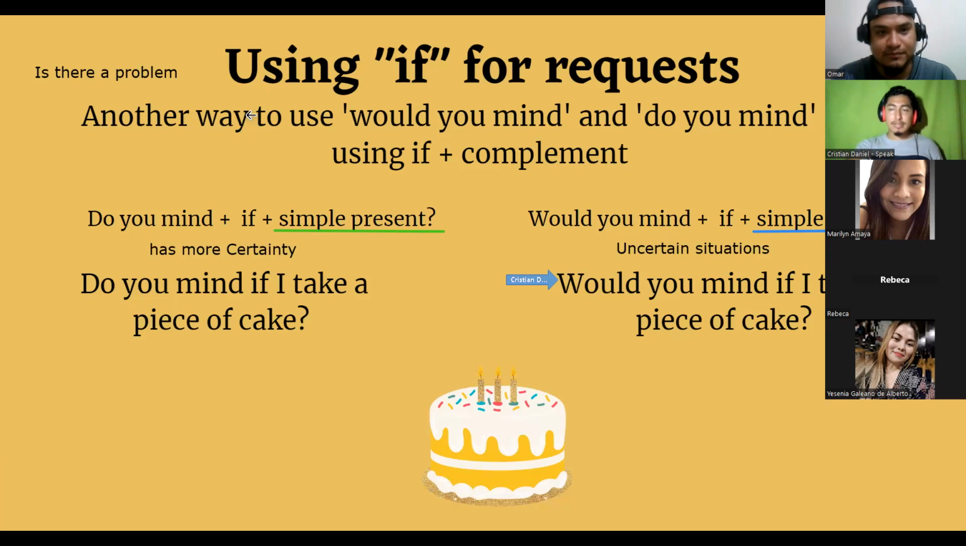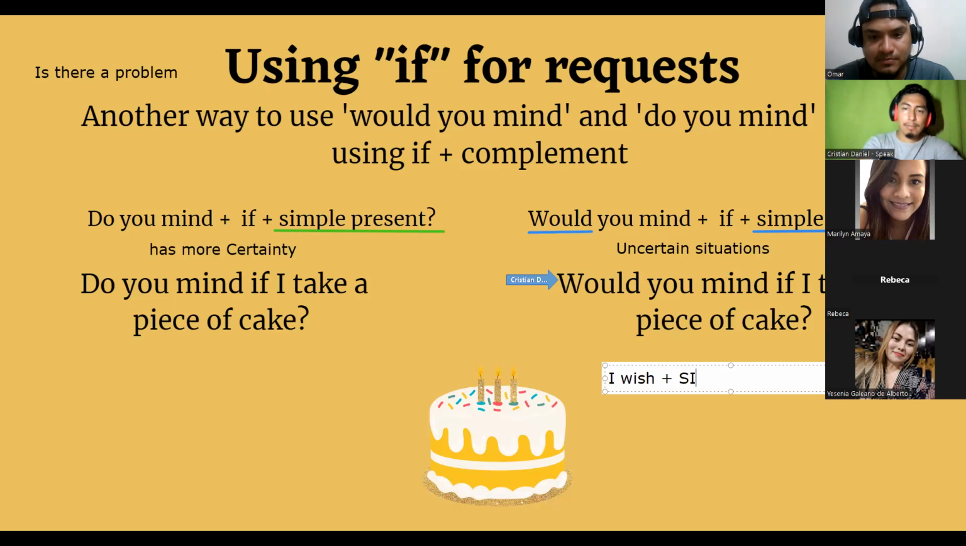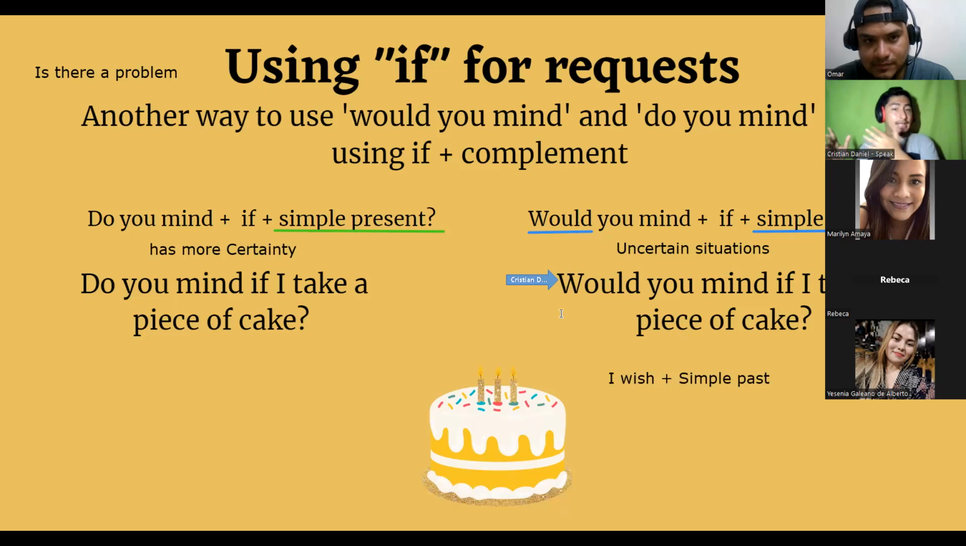Okay, you got a great point, Omar. But let's review or remember the use of would. Would is generally used for imaginary situations. Or remember also, guys, when we use I wish. Remember that after I wish, we have to use simple past. I gave you this example, guys, because it's kind of simple. When we use I wish, we create examples about things we want to happen or we want to have. I wish I were a millionaire. So remember, the second sentence is in simple past. But it doesn't mean that I were a millionaire in the past.